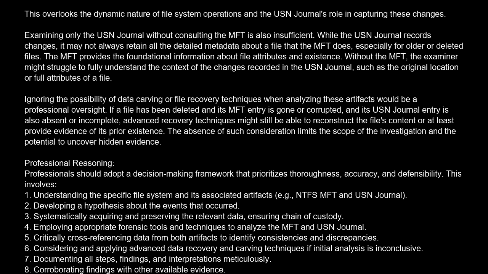6. Considering and applying advanced data recovery and carving techniques if initial analysis is inconclusive. 7. Documenting all steps, findings, and interpretations meticulously. 8. Corroborating findings with other available evidence. 9. Being prepared to explain the methodology and findings clearly and concisely in a legal setting.